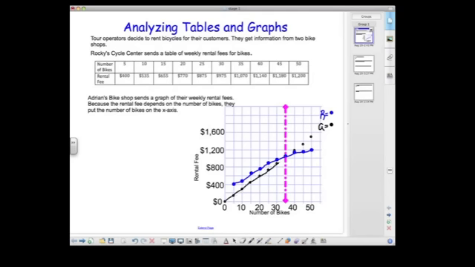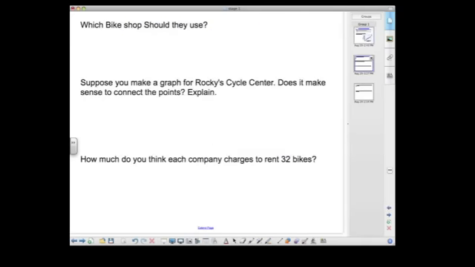and what I'm doing here is just connecting my coordinate points. So it's a little easier to see this, where the data kind of overlaps one another and goes in different directions. So at less than 35 bicycles, Adrian's bike shop is actually cheaper, but once we look at greater than 35 bicycles, it looks like Rocky's bike shop is cheaper.